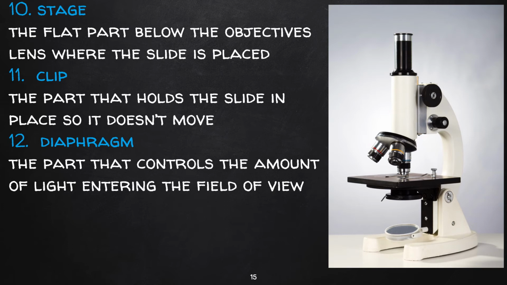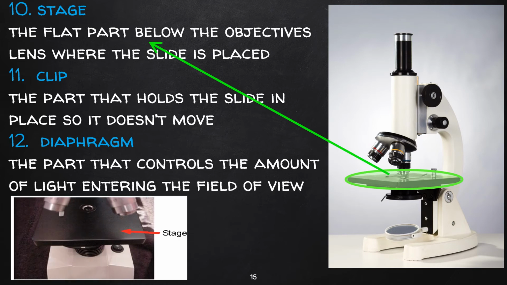The next part of the microscope is known as the stage. Yung stage, kapansin-pansin siya kasi ito yung flat part below the objective. So sa stage, dito nilalagay yung mga specimen to be studied.